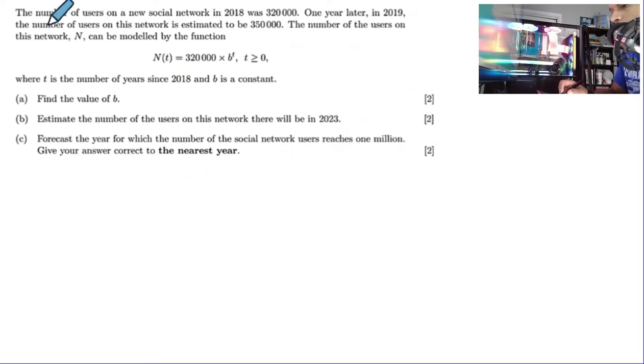Let's read it. So the number of users in a new social network in 2018, it's our beginning year, so this year is our initial condition. So t equals 0 here, 2018. So the number of users was 320,000.